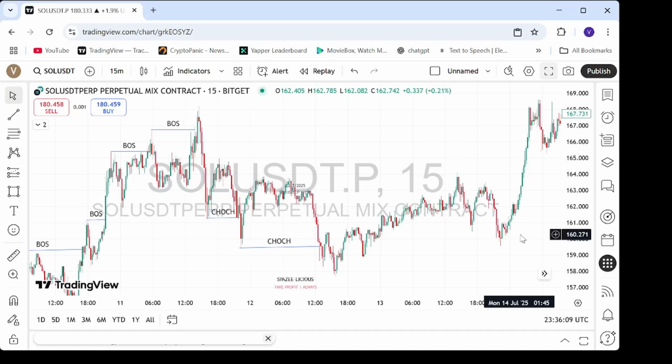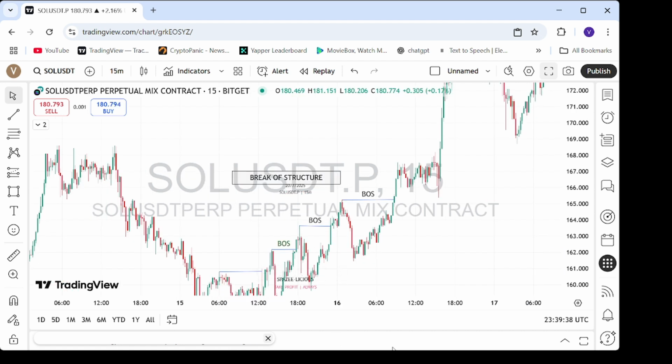Alright guys, in this video I will explain the difference between BOS and CHoCH in a simple chart. So let's start with BOS, which is break of structure. In an uptrend movement, price makes higher highs and higher lows when the market breaks the previous high.